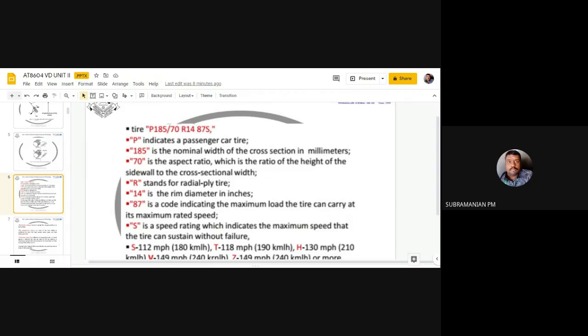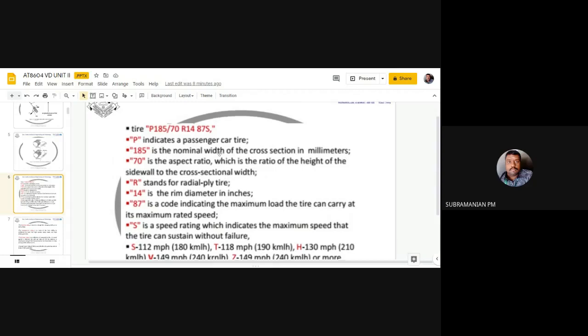It is a code indicating the maximum load the tire can carry at the maximum rated speed. When a vehicle is put into operation at a maximum speed, what is the maximum load it can carry? That is the indication of that code.